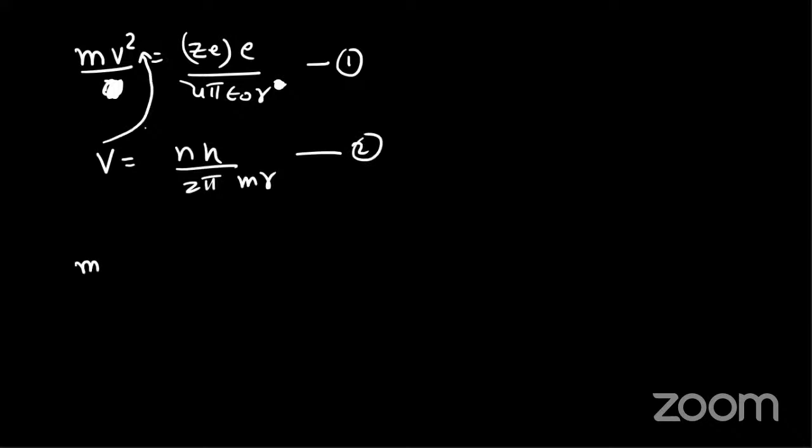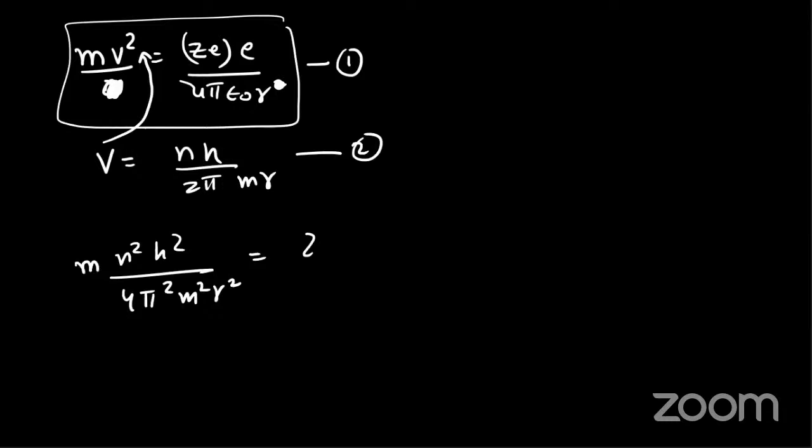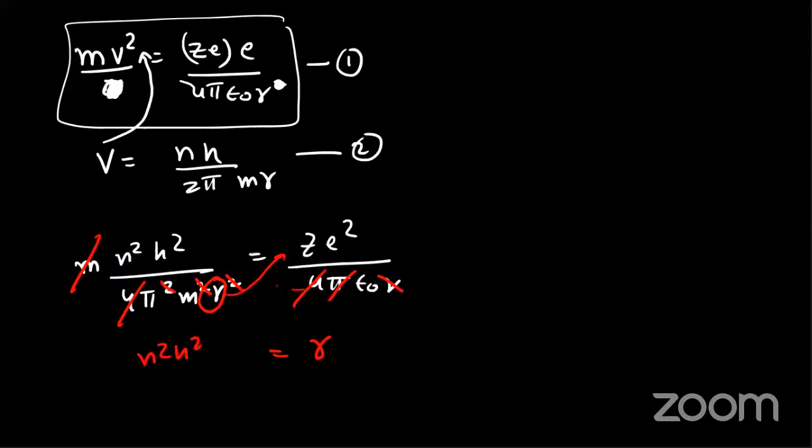I have v square here. So I have to square n, square h, square 2 pi, square m, square r. This is equal to this term as it is. I'm substituting in this term, so this term will be as it is, z e square by 4 pi epsilon naught r. Now cancel. So m cancels, m cancels, 4 pi, 1 r cancelled. I'll take this to the numerator. r has gone to the numerator. n square h square remains there. The epsilon naught goes to the numerator, divided by pi m, which stays here. z square from the numerator comes down. So this is the expression for radius.